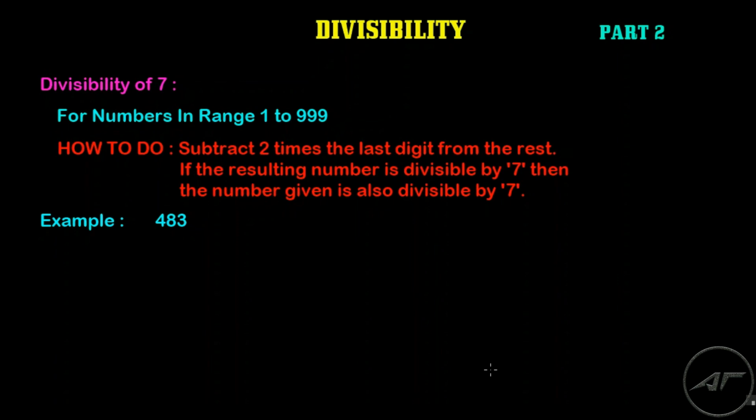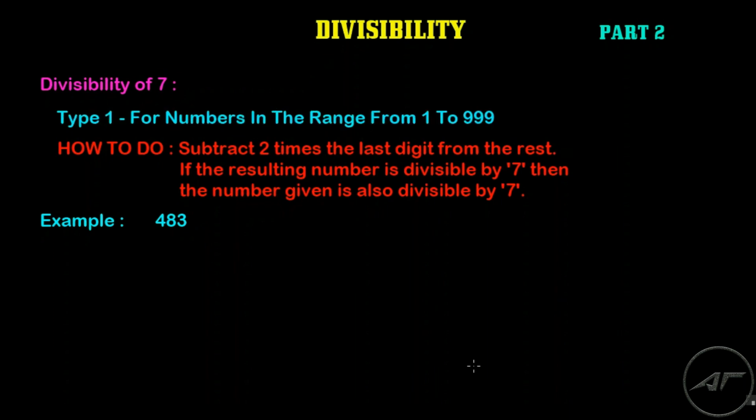So firstly, we'll be doing it with divisibility of 7. Now for the divisibility of 7, there are two different approaches. In the type 1 approach, it is for numbers in the range from 1 to 999. And the type 2 approach is going to be for any number that is greater than 999. So it's really easy. But aptitude classes actually teach you for numbers in the range from 1 to 999 only. They don't go beyond numbers greater than 999. So let's check out type 1.